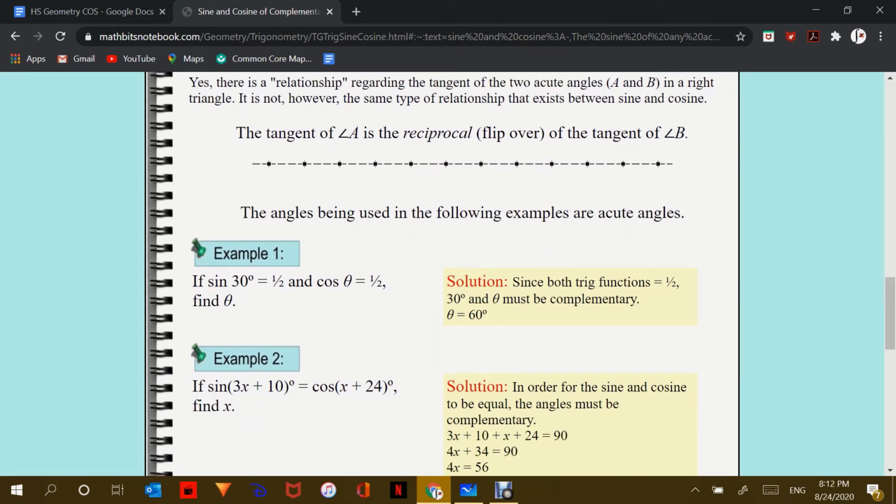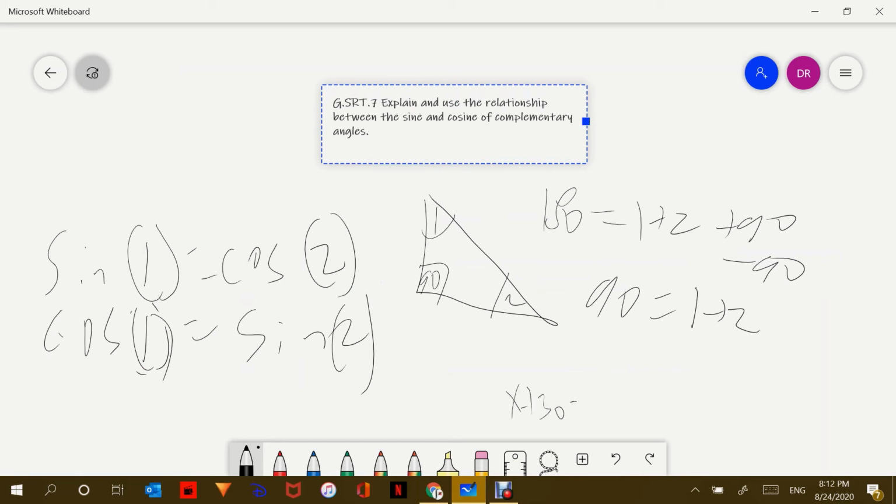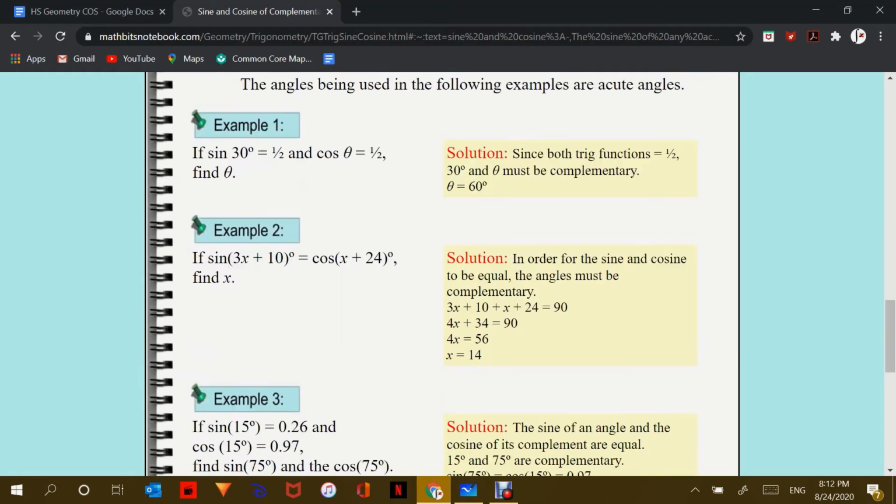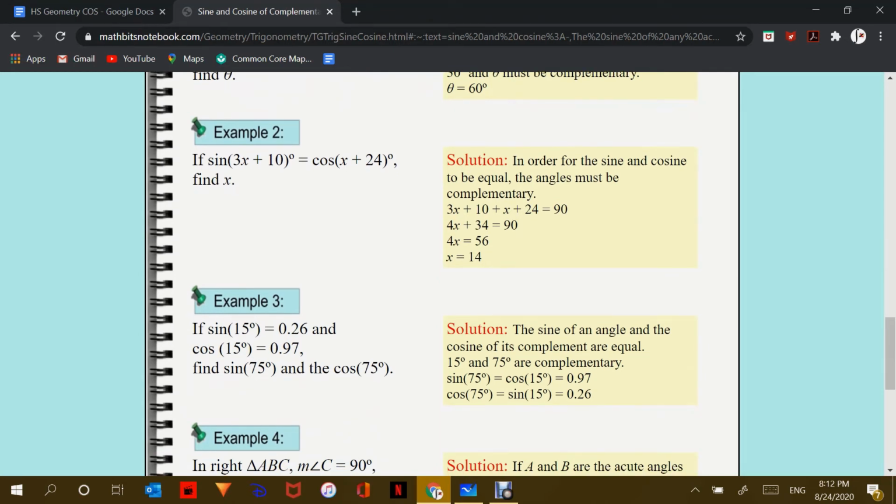So now let's do a few problems. If sine of 30 degrees equals 1/2 and cosine of theta is equal to 1/2, find theta. We know that they equal the same value, 1/2, so they are both complementary and acute. So 30 degrees plus theta is equal to 90, and using a bit of algebra, x plus 30 is equal to 90, subtract 30 from both sides, and you get x is equal to 60. So theta is equal to 60.